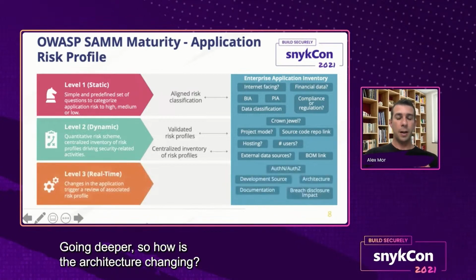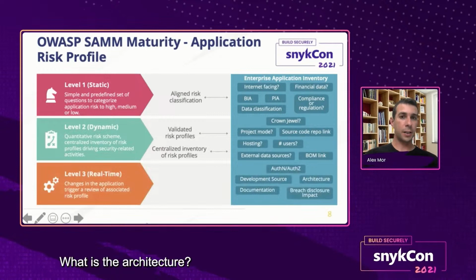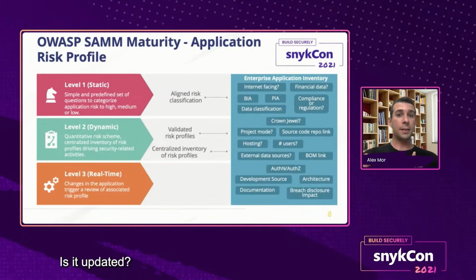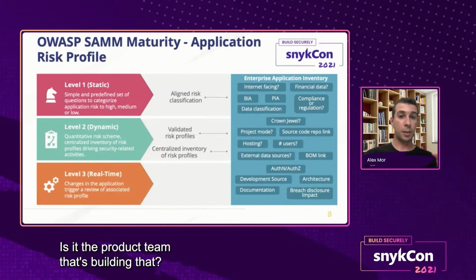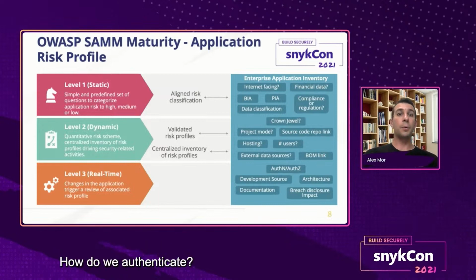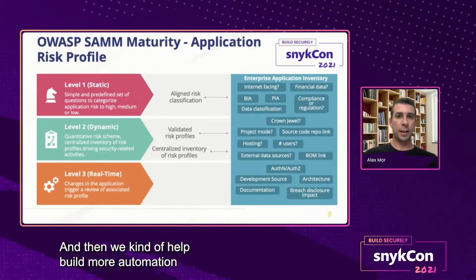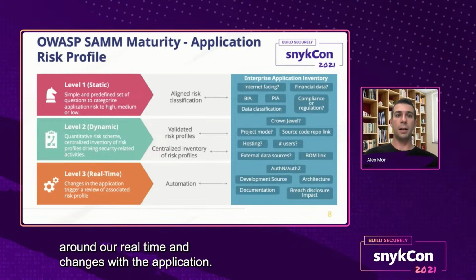Going deeper, how is the architecture changing? What is the architecture? How much documentation do we have? Is it available? Is it updated? Who is developing it? Is it a vendor, a hybrid team, an internal team, or a product team that's building it? How do we authenticate? Is it SSO or user password? Do we use any identity as a service? And then we help build more automation around our real-time changes with the application.